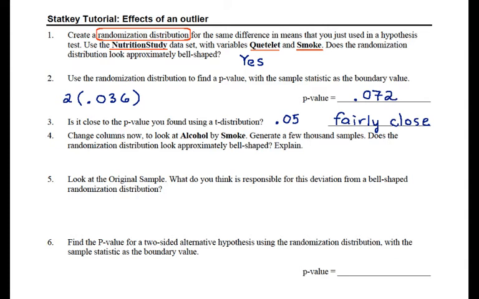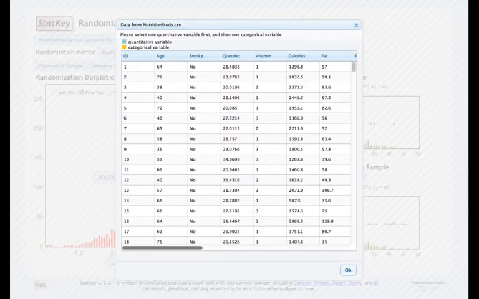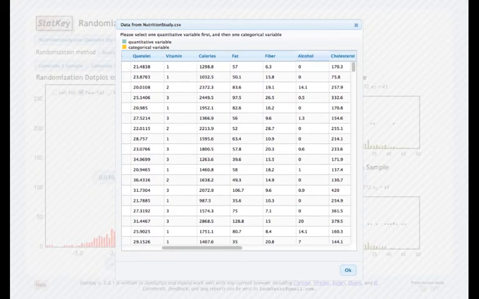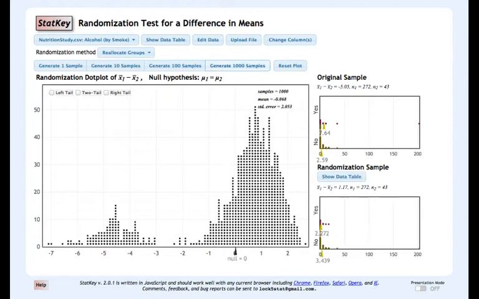So this is pretty good, but let's go ahead and look at another example. We're going to change the columns to alcohol and smoke. So this is alcohol use by smoke, and we're going to compare mean alcohol consumption among smokers and non-smokers. So change columns. Alcohol's a little further to the right, and back here to smoke, and generate a few thousand samples.